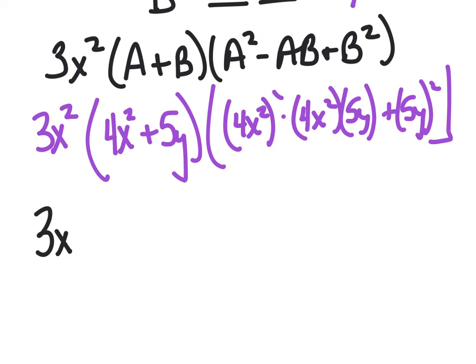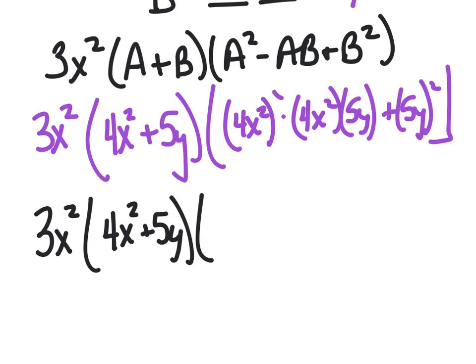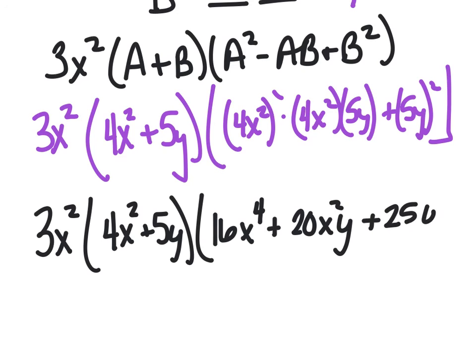And again, just a little plug and chug. Hopefully you're kind of working it out ahead of me. That would be fantastic. 4x squared plus 5y times, what's that going to give me? 16x to the 4th plus 20x squared y plus 25y squared. And there you have it.